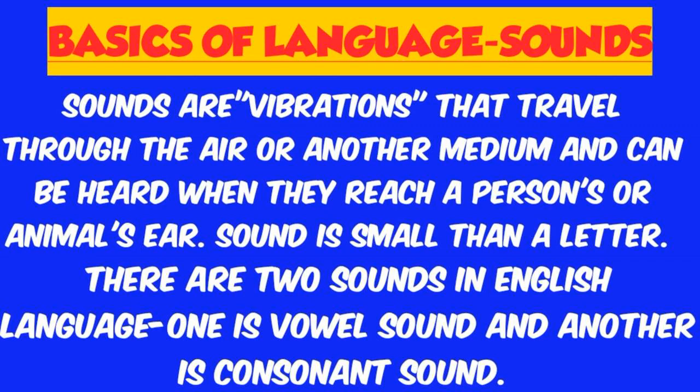So let's take a look at what is sound. Sounds are vibrations that travel through the air or another medium and can be heard when they reach a person's or animal's ear. Sound is smaller than a letter. There are two types of sound. One is vowel sound and another is consonant sound.